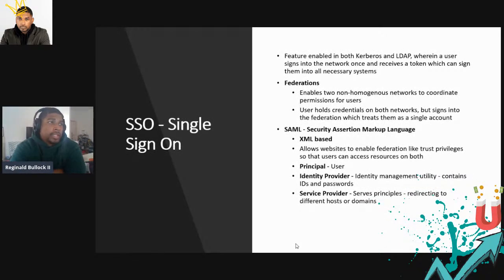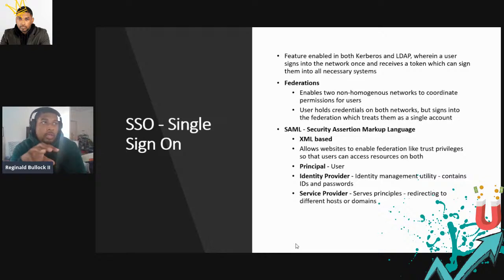Single sign-on, or SSO, feature enabled in both Kerberos and LDAP. So that's a key thing that you want to keep in the back of your head. If you see a question on Kerberos or LDAP, you want to associate that with single sign-on, wherein a user signs into a network once and then receives a token, which can sign them into all necessary systems. Federations enable two non-homogeneous networks to coordinate permissions for users.